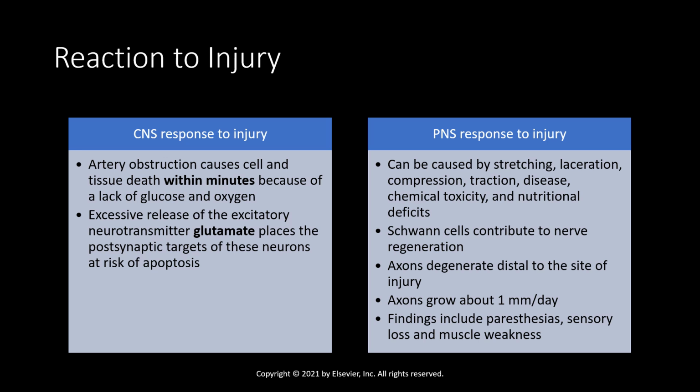The Schwann cells contribute to nerve regeneration within the peripheral nervous system, but remember those Schwann cells don't exist in the central nervous system. Axons degenerate distal to the site of injury, so from the site of injury, moving distally. That's how they will degenerate. And regrowth happens at about 1 millimeter per day. Findings in patients with peripheral nervous system injury include paresthesia, sensory loss, and muscle weakness.